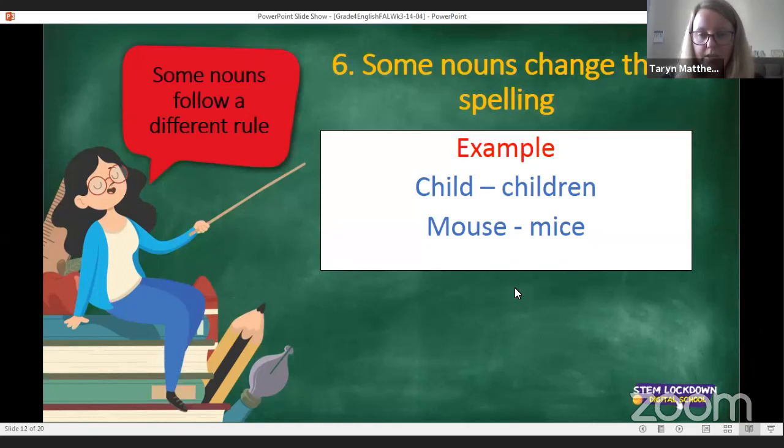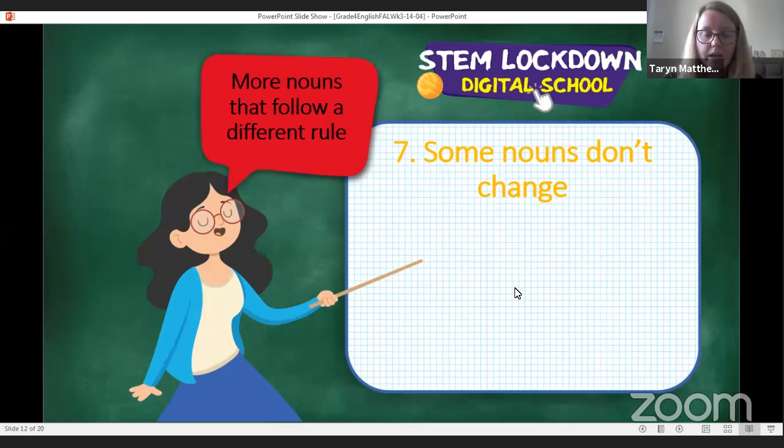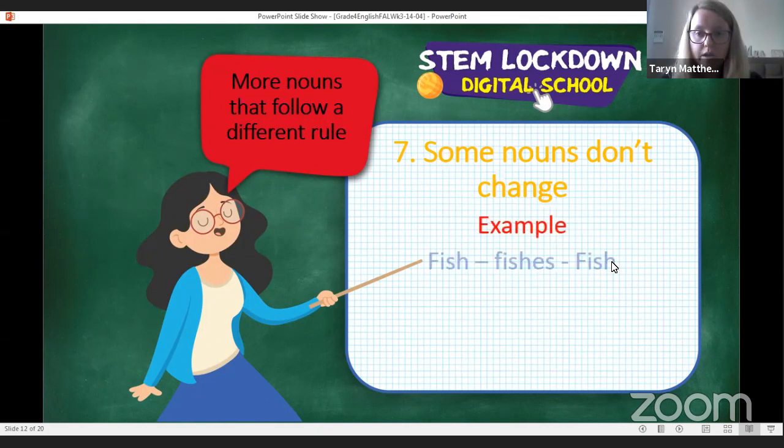Okay, so let's look at rule number 7 quickly. So now it says here that some nouns don't change. Remember we spoke about the word fish earlier. So fish is one of those words because I can't say fishes. It's not correct. So fish stays the same. I say there is one fish, but there are many fish in the ocean.